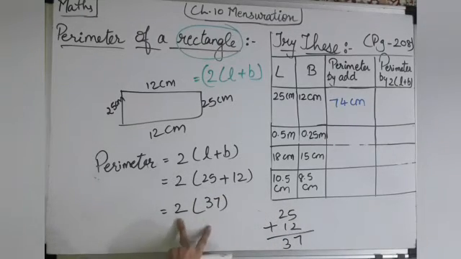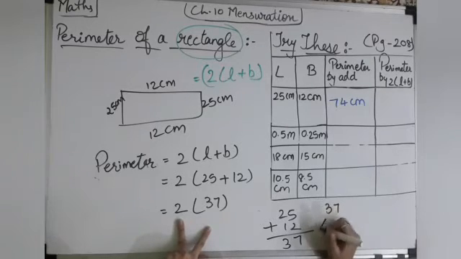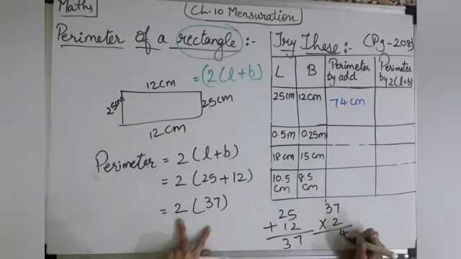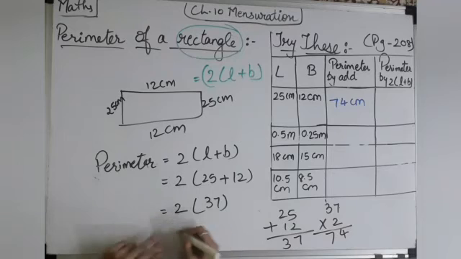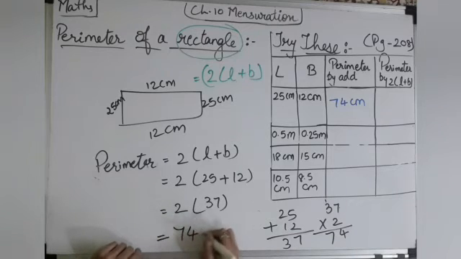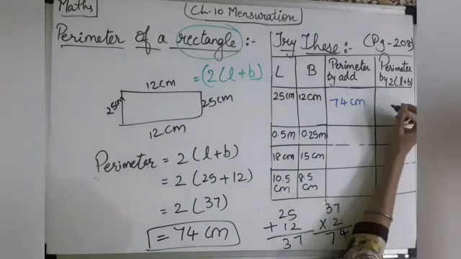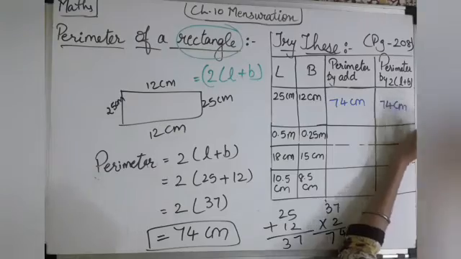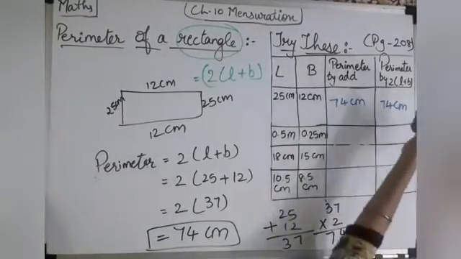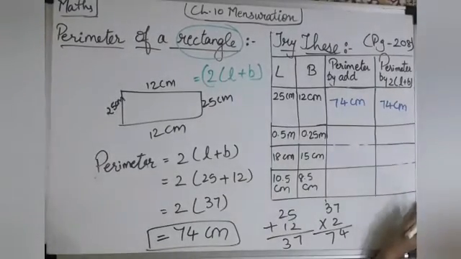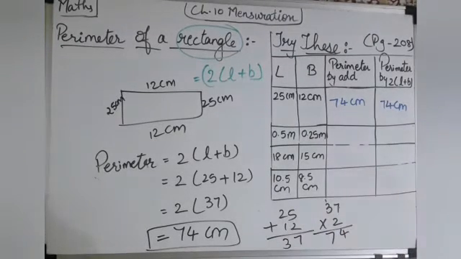Now what will we do? Now we will multiply. So 37 into 2. 7 twos are 14, carry 1. 2 threes are 6, 6 plus 1 is 7. What did we get as the answer? 74. Again we'll write centimeter, as everything is given in centimeter. See, we got the similar answers, 74 centimeter. If we do it by adding or by applying the formula, we'll get the same answer. Like that we will do the next.